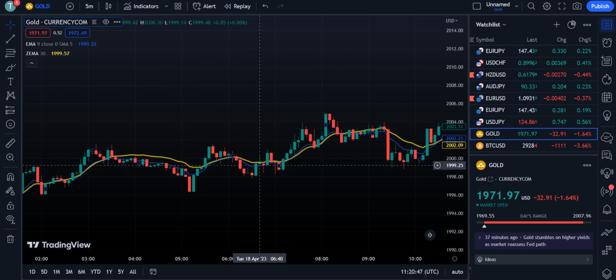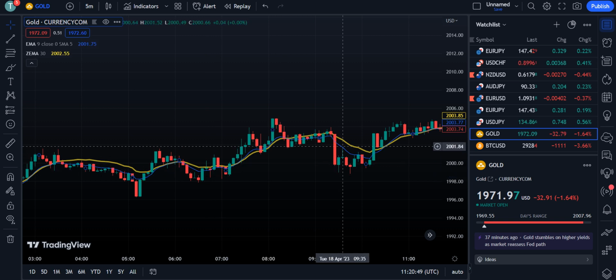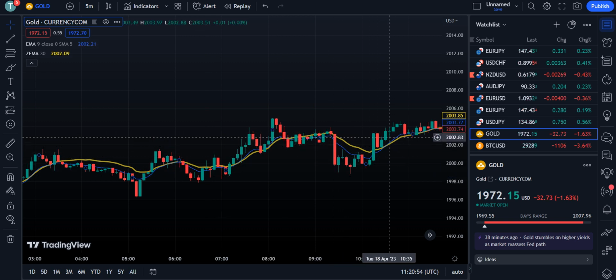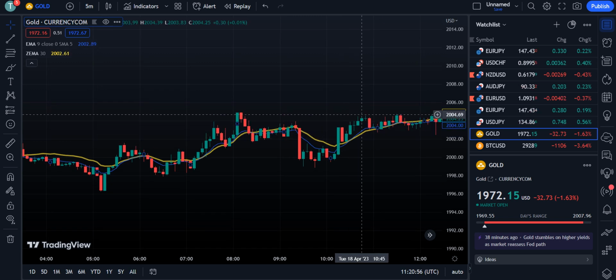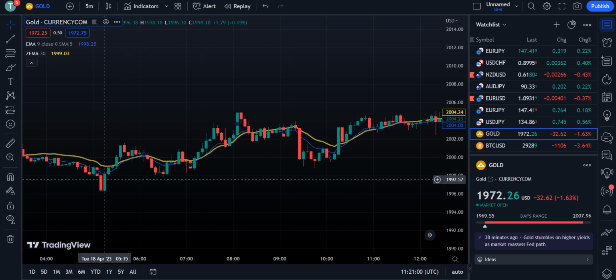Again, for example, if our market is above this EMA, then we are ready to enter the market for a buy signal. But looking at this EMA, you can see that the market is almost on the EMA.